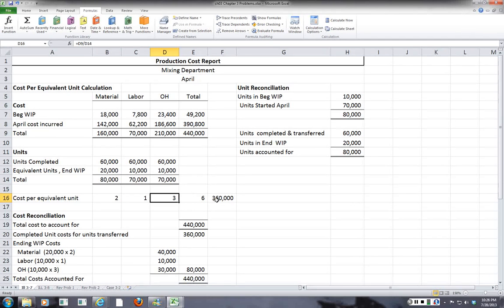So there's 60,000 units that were completed, and they have a combined equivalent unit cost of $6. That makes $360,000 worth of costs that are going to be transferred out of the mixing department associated with these 60,000 units of completed materials.